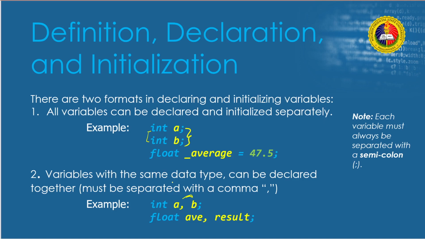So those are the two ways of declaring or initializing a variable. In declaring variables, you can write them separately, but those that have the same data type can be written in a single line separated by a comma. And always end with a semicolon.